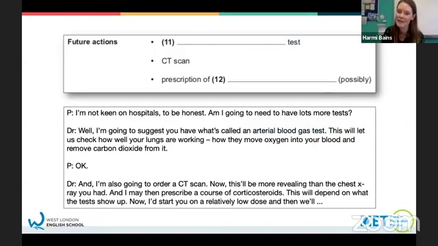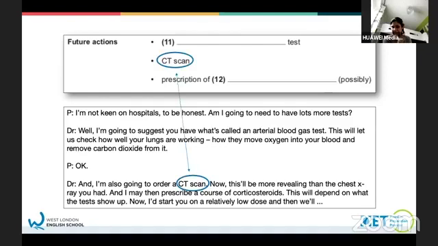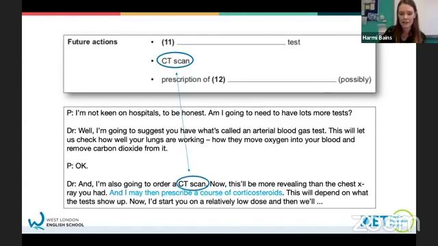Good. And number 12? I put steroids. So we've got CT scan. We can see that chronology. And then the next one, corticosteroids. This is a prescribed course of corticosteroids. Okay, all right. You didn't do too badly there. Well done. Good work. Thank you.